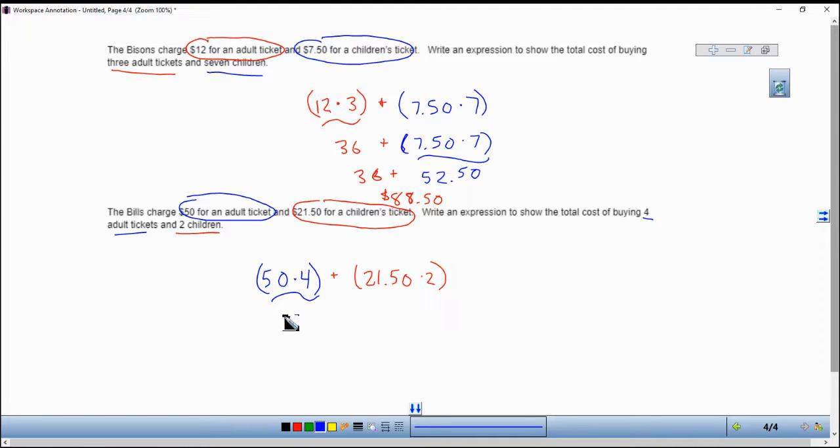50 times 4 is 200, plus $21.50 times 2. Well, 21 times 2 is 42. 50 cents times 2 is $1, so it'd be 42 plus $1, which would be 43 bucks. Plus 43. And our answer is $243. It's kind of expensive, but you know what? It might be worth it.